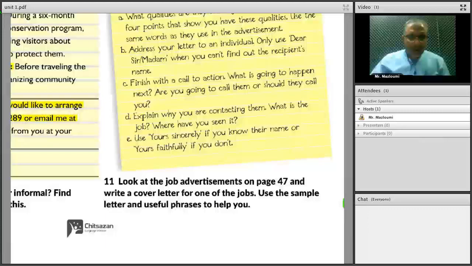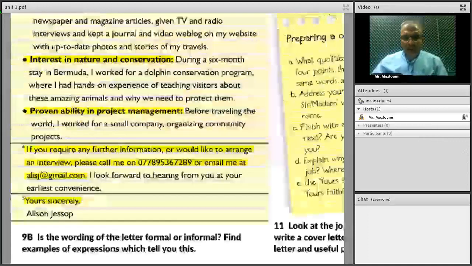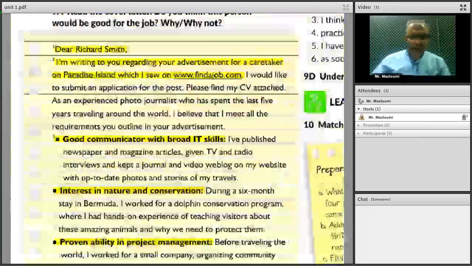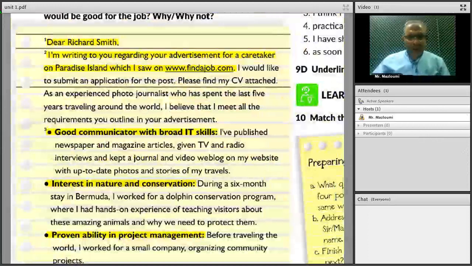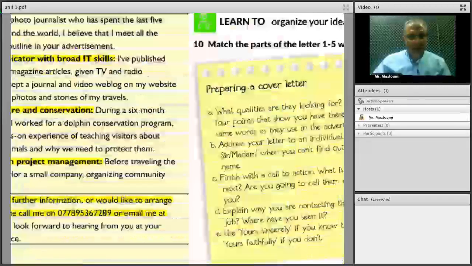D. Explain why you're contacting them. What is the job? Where have you seen it? So why are you writing the letter? Where you saw it? What was the job? Here in number 2, yes. So a caretaker. It was an advertisement for a caretaker on an island, and the person saw it on this website.